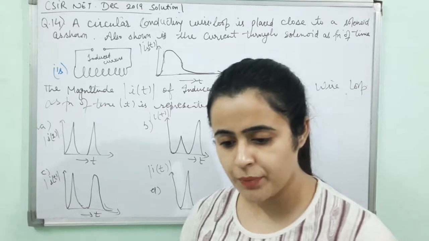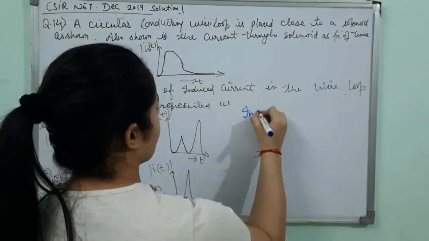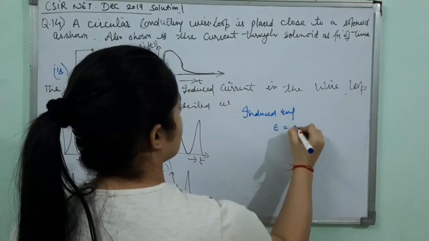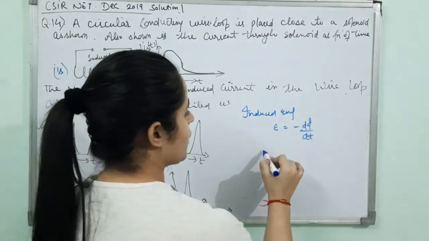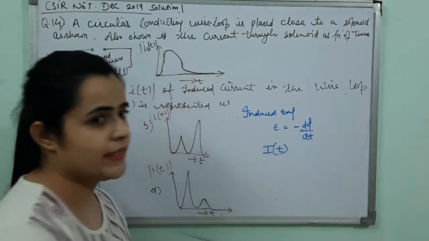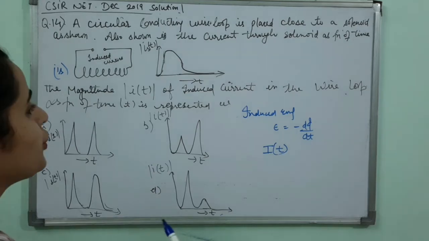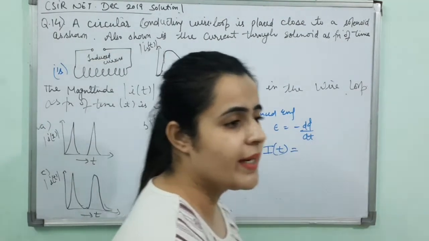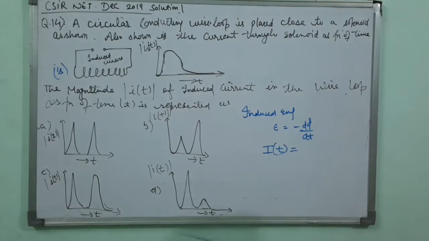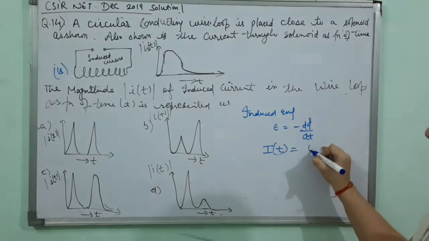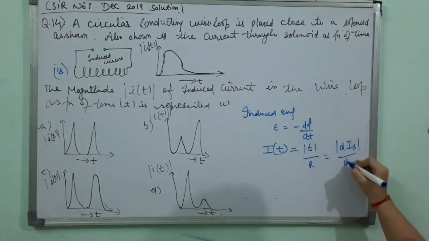What we have to show is the best graph representation of T versus IT. Okay. Now coming back to your plus 2 level, Faraday's law, induced EMF E is equal to minus d phi by dt. Now as we know, IT, that is the magnitude of induced current, is equal to potential by resistance, Ohm's law. For a closed wire loop, potential will be equal to EMF. So we can write EMF by resistance, that is basically equal to dIS by dt.